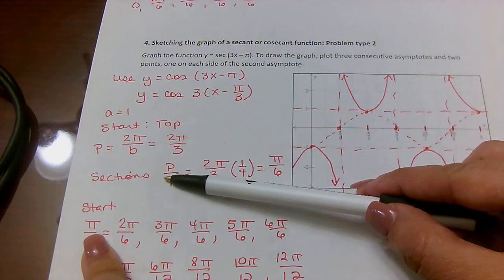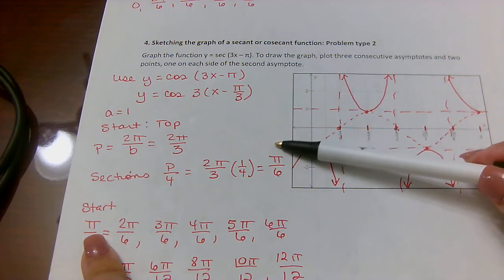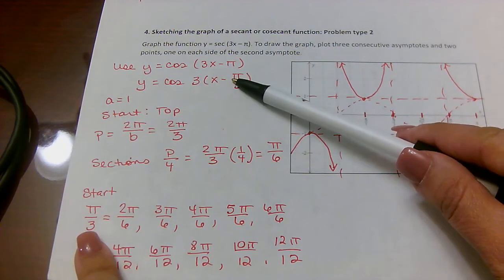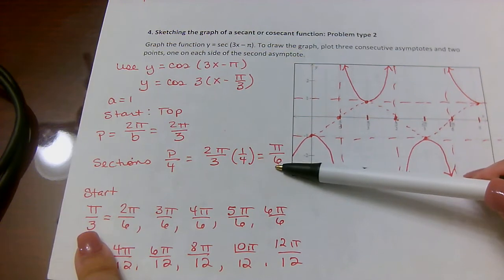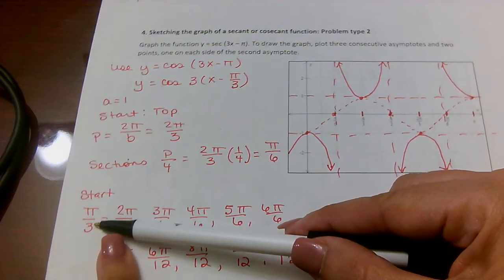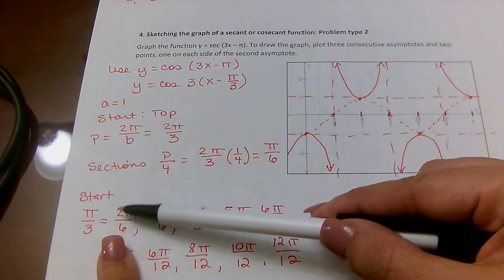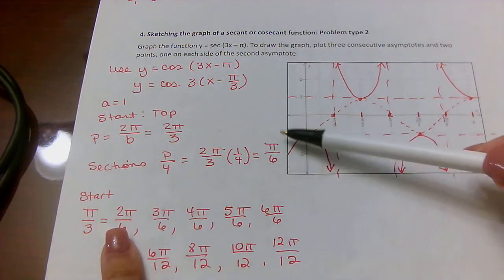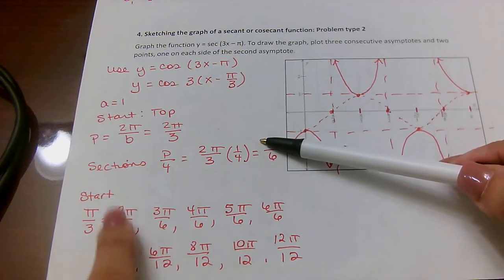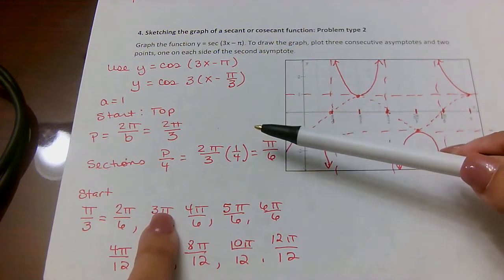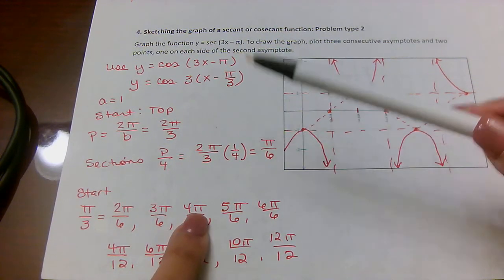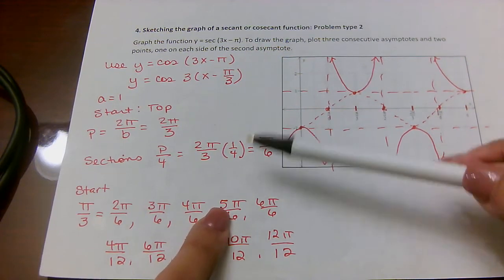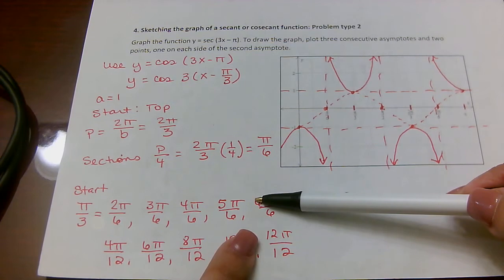Then I'm going to divide that by 4 and I get my sections at pi over 6. Now notice we had pi over 3 as our starting point, but we're adding a pi over 6. So pi over 3 equals 2 pi over 6. Now I can take this 1 pi over 6 and add them. So 1 plus 2, that's 3. 1 plus 3, that's 4. 1 plus 4, that's 5. 1 plus 5, that's 6. These are our 5 main points.